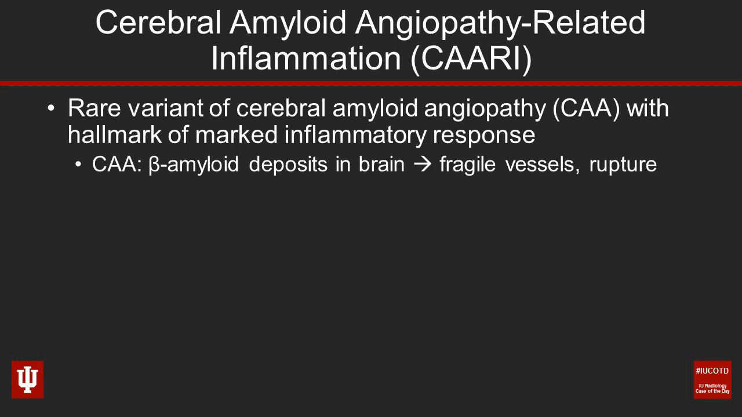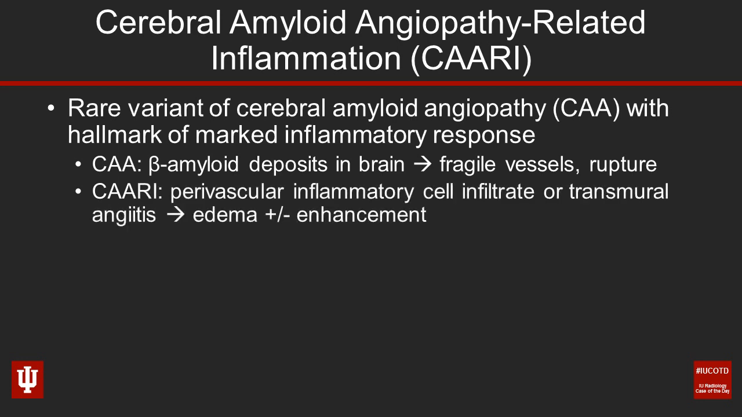But the difference between that and the cerebral amyloid angiopathy-related inflammation is that with the inflammatory variant, these patients get either a perivascular inflammatory cell infiltrate, or they even get a transmural angiitis, almost like a vasculitis involving the vessels, and that leads to the edema like we saw in this case. And if you were to give contrast, you may even see some enhancement with this. It really looks like a robust inflammatory process.